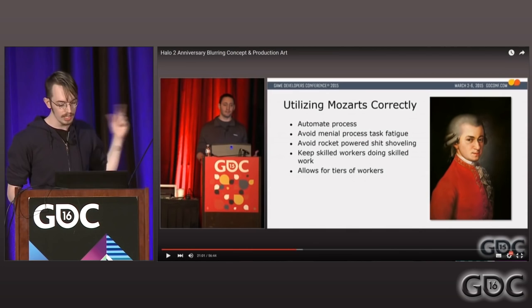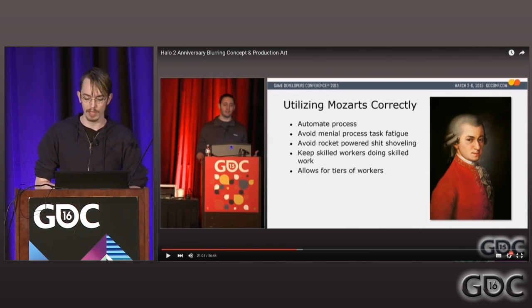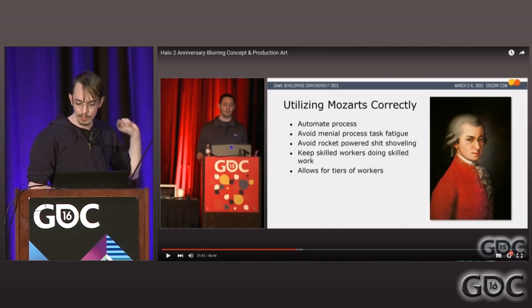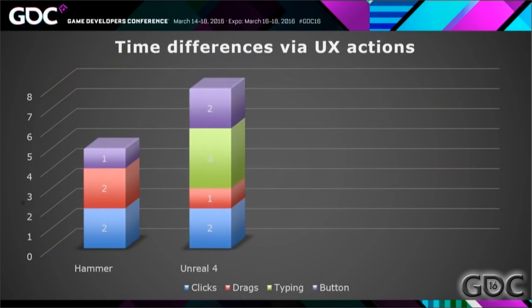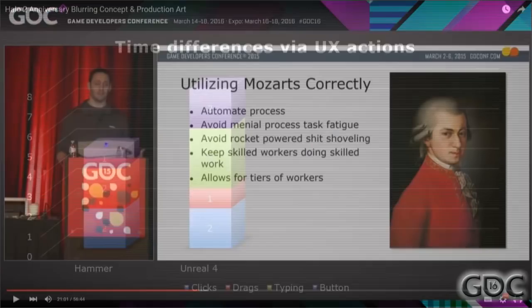If you want to hear more about this, take a look at the Halo 2 anniversary talk from GDC 2015 by Michael Pavlovich. As you also see here on the slide, avoid rocket-powered shit shoveling. Keep skilled workers doing skilled work. Avoid menial process task fatigue. Because again, remember this graph, these couple of extra actions really add something.